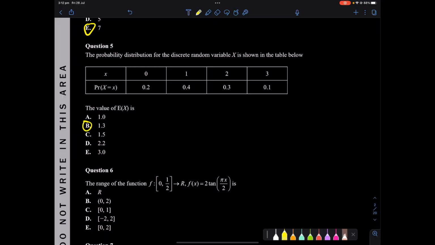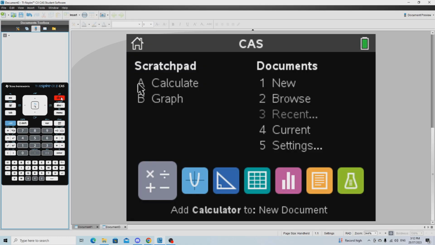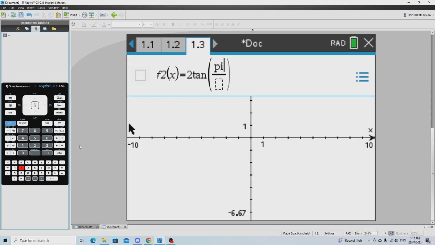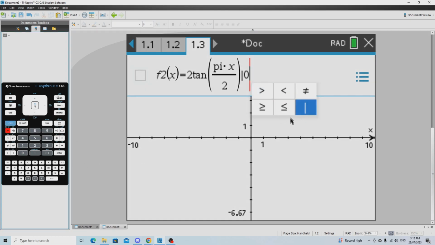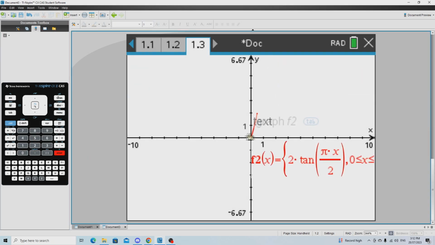The range of the function is this. Okay, we're given a domain, so I'm just going to graph this quick. Go on graph, and it's 2 tan of pi times x over 2, given that we're going from 0, x from half. Okay, and we get this. So the range is from 0 to 2.